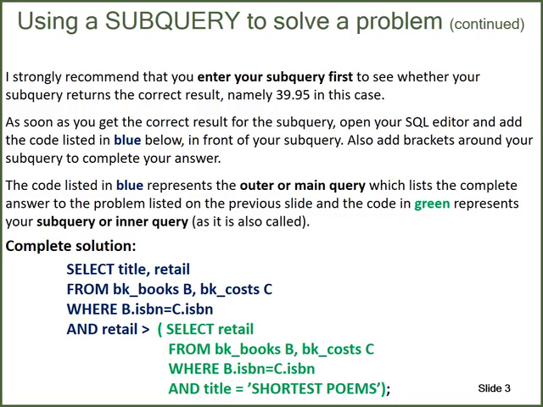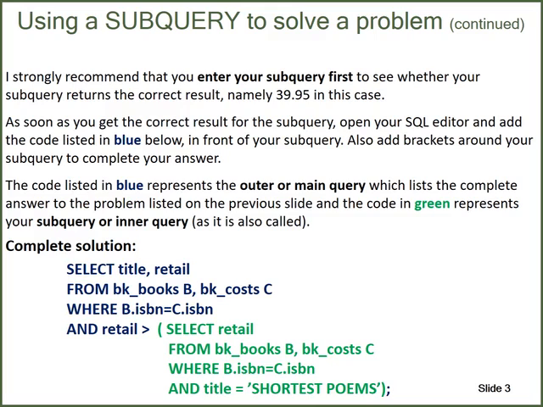I strongly recommend that you enter your subquery first to see whether it returns a correct result, namely $39.95 in this case. As soon as you get the correct result for the subquery, open your SQL editor by saying ed and add the code listed in blue below in front of the subquery. Also add brackets around your subquery to complete your answer, because the subquery must be written in brackets. The code listed in blue represents the outer or main query, which lists the complete answer to the problem listed on the previous slide, and the code in green represents your subquery or inner query, as it's also called.